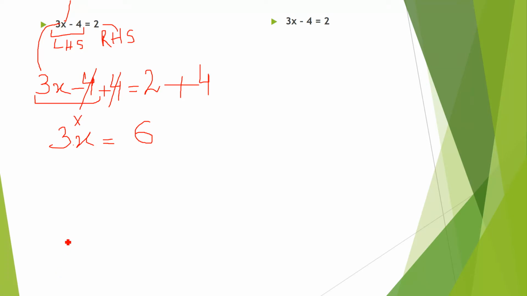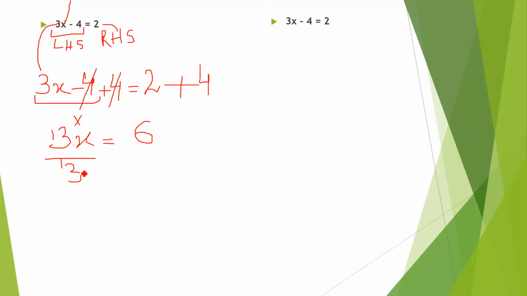So what is the inverse of multiplication? Division. If it is negative, the opposite is positive. If it is positive, you have to make it negative. Now here they are multiplying each other, so the opposite is division. So I have to divide the left hand side by 3. Why 3? Because 3 is multiplying with x. I cannot divide with 4 or 5 or 6. Same thing: what is in the numerator, you have to write the same on the denominator.